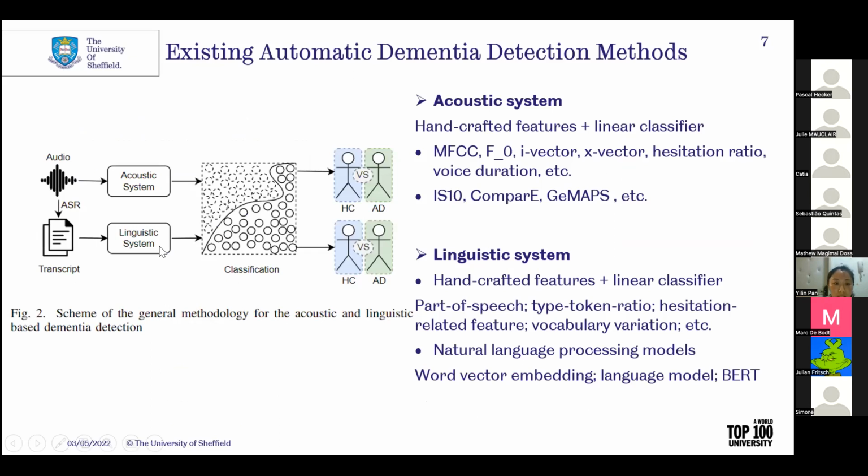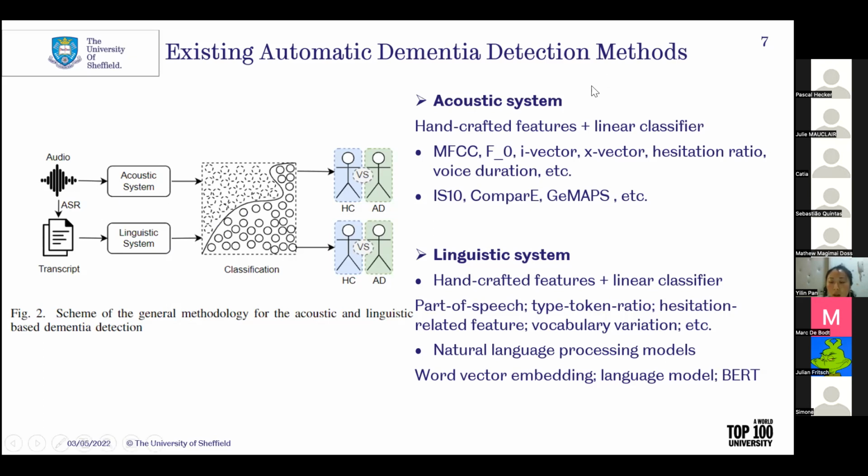As shown in the slide, the typical dementia detection system is composed of the acoustic system or linguistic system or both. So audio recordings are input into the acoustic system for the acoustic-based dementia detection, or they can be input into the ASR system to get the transcript of those audio recordings, and then the transcripts are input into the linguistic system for the linguistic-based dementia detection.